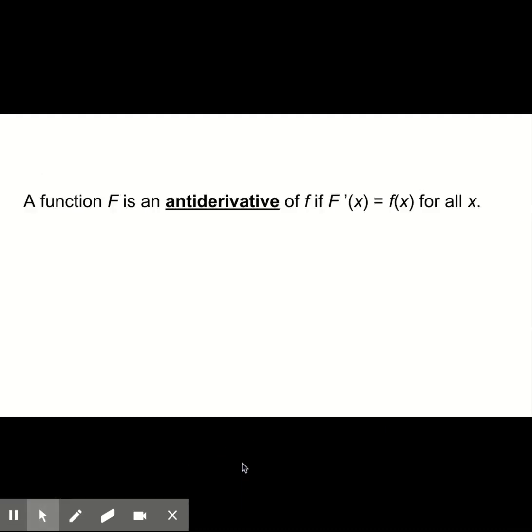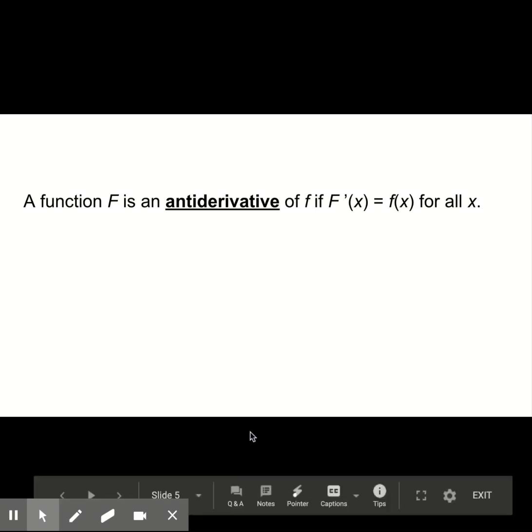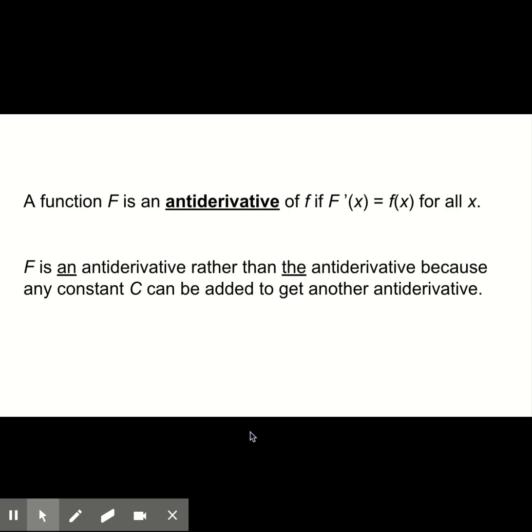To summarize, a function capital F is an antiderivative of lowercase f if capital F prime of x equals lowercase f of x for all x. And now we have discovered that capital F is an antiderivative rather than the antiderivative, because any constant c can be added to get another antiderivative.